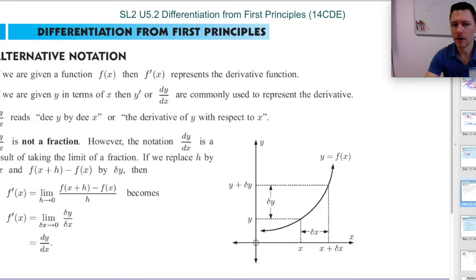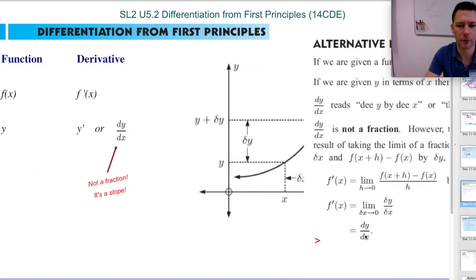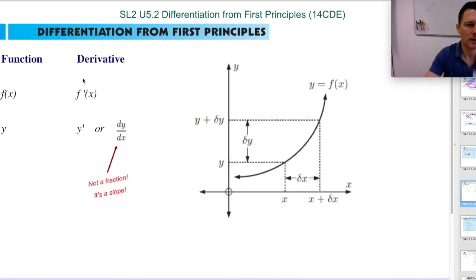All right. So this is the alternate notation. Pause me and read it if you like, but here's my synopsis that I think is a little bit more straightforward. This is a function. F of x is a function. The derivative we call f prime of x or f dash x. Sometimes they give you the function as y. Often you'll see the derivative called y prime, or sometimes you'll see it as dy dx.